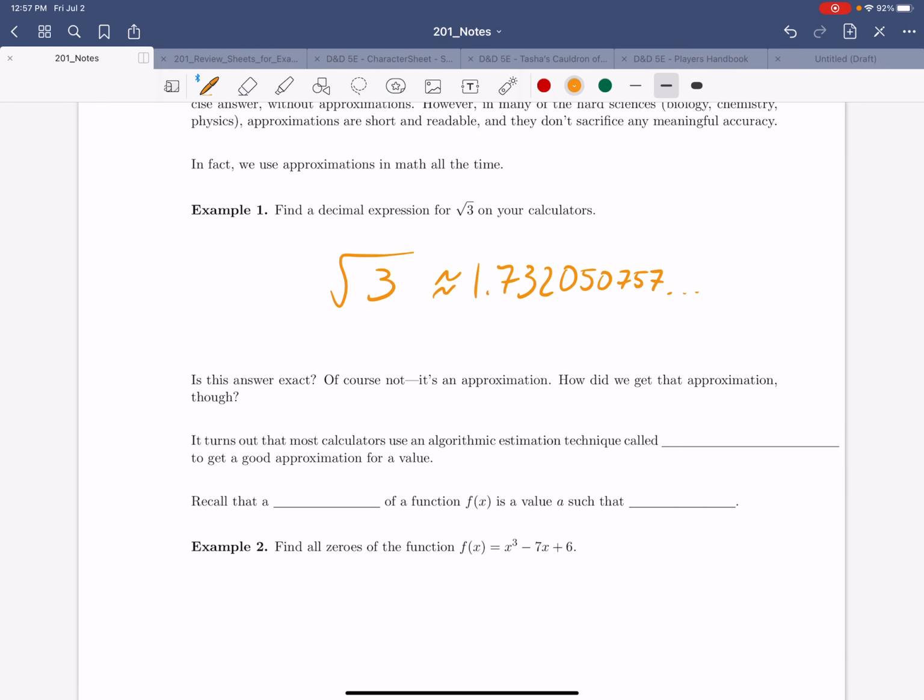Now, one thing you might be wondering is, how does the calculator approximate that? Well, it's possible that it uses an extended version of linear approximation called the Taylor series or Maclaurin series, but it's also likely, in this case especially, that it uses an algorithmic estimation technique called Newton's method that we will learn.